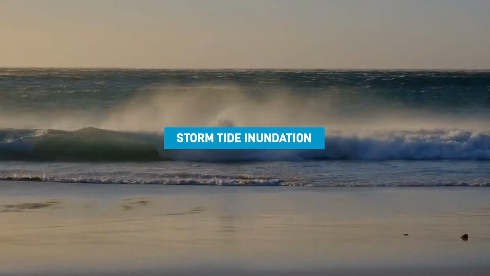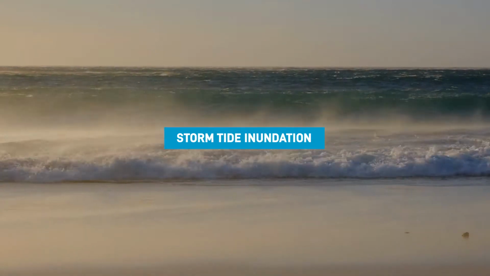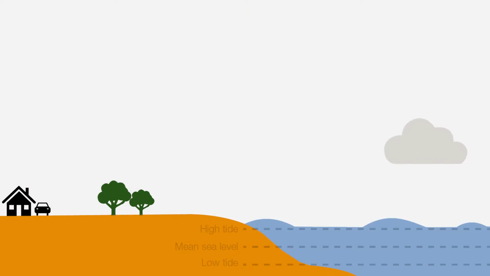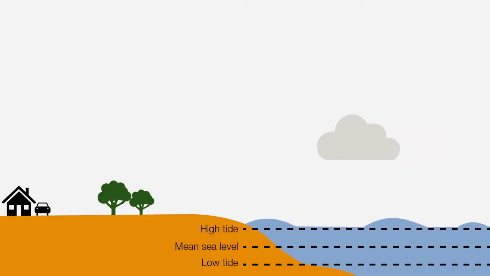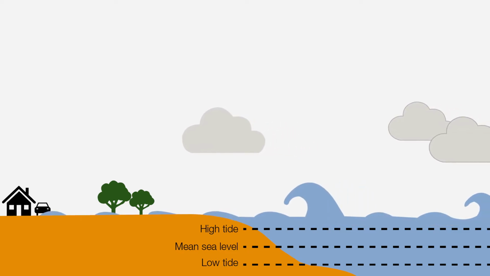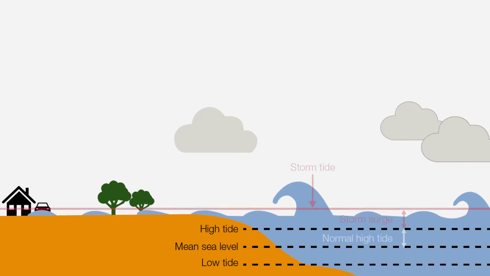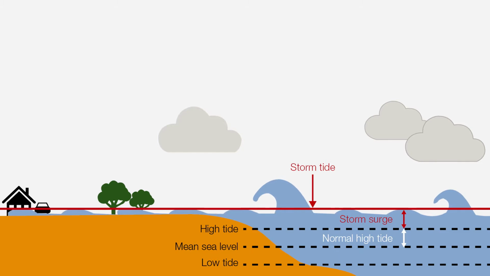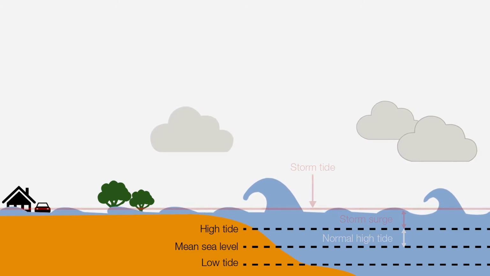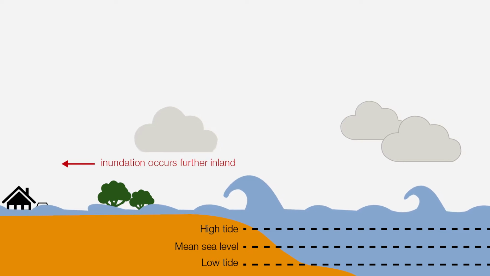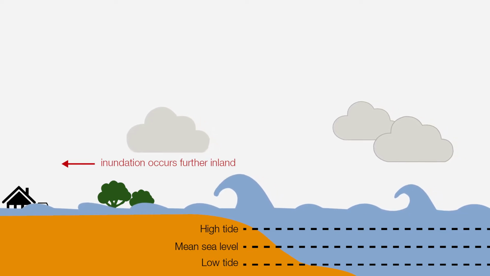Our next hazard, stormtide inundation, is the temporary inundation of low-lying coastal land. This typically occurs during storms and cyclones due to a locally elevated sea level and increased wave energy. This can result in storm tide levels that are well above those of a typical high tide. In the future, more coastal areas are likely to be exposed to storm tides, with inundation extending further inland due to a changing climate and sea level rise.